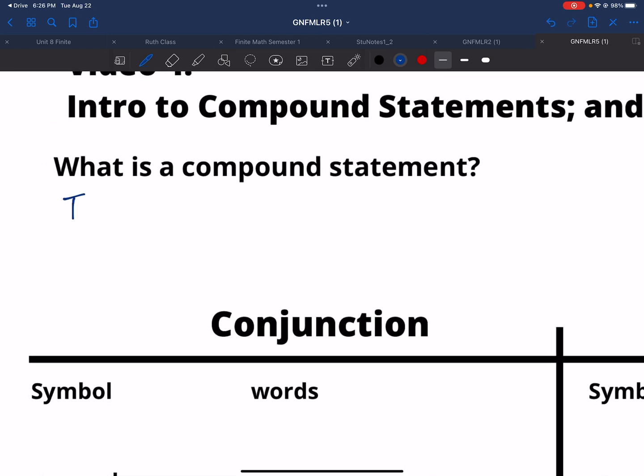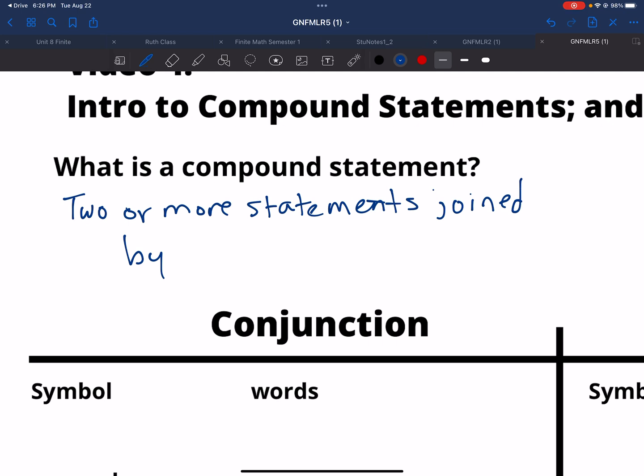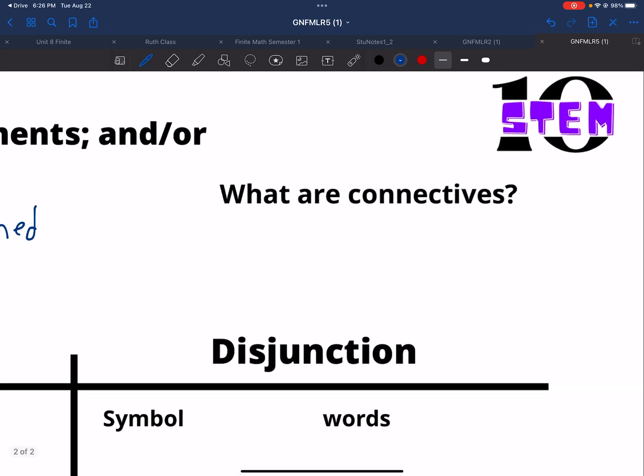It is two or more statements joined by, this is erasing on me, a connective. Okay, two or more statements joined by a connective. Well, what is a connective? Let's go ahead and talk about what connectives are.